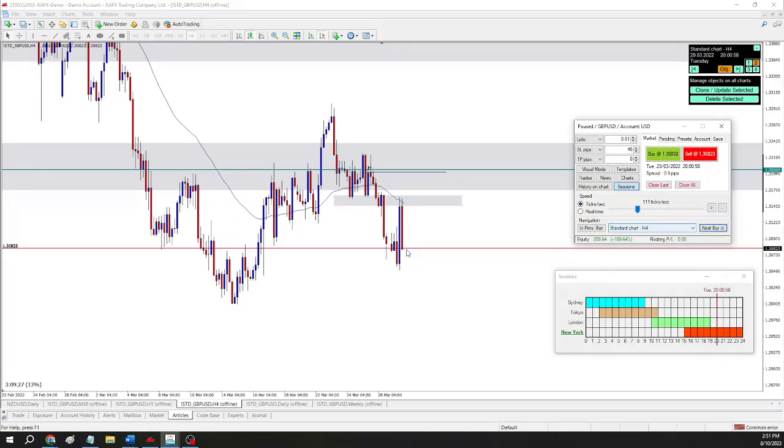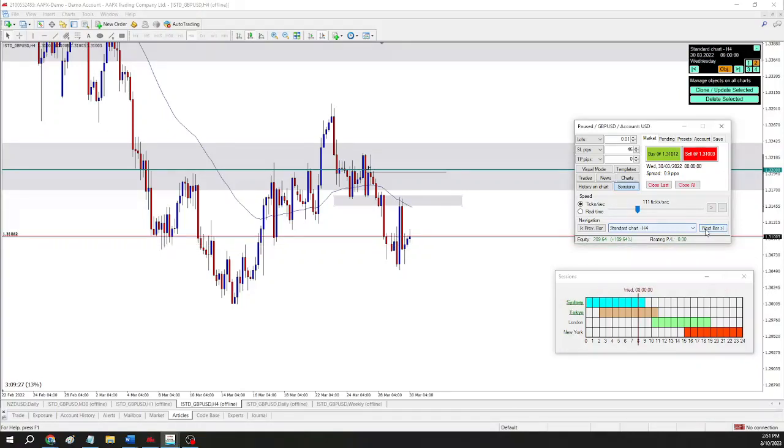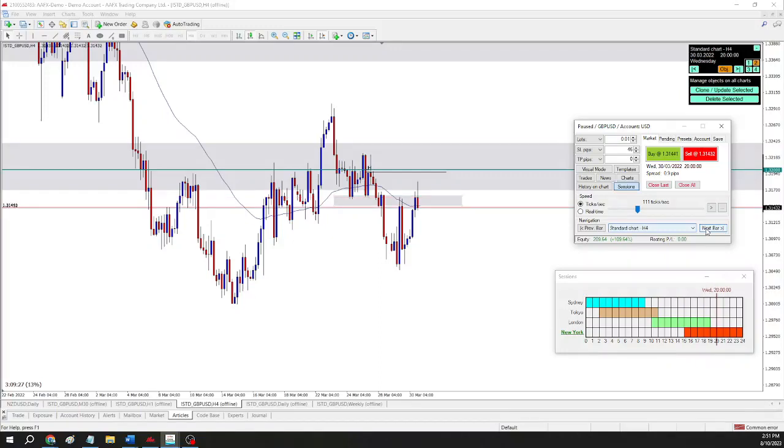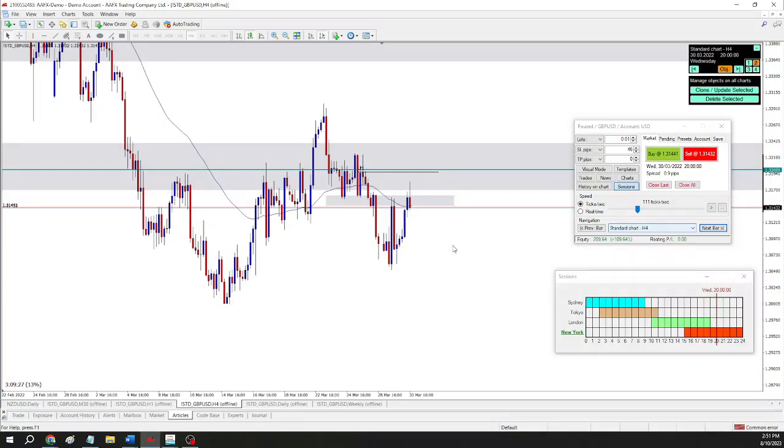That is a rejection candle, but that's too big. The stop loss would be like 80, 90 pips. I'm not messing with that. So let's wait for it to pull back to that area. Now, if I can get that, that is a nice rejection candle, and it'll be around noon. So I'm willing to get into that trade.